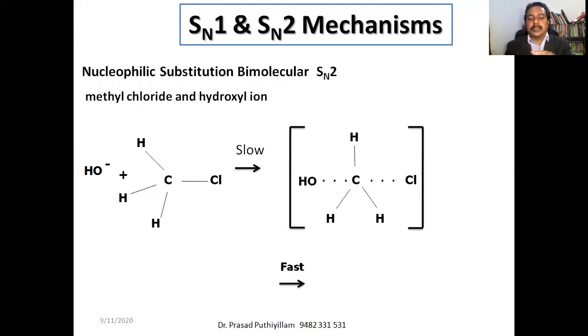Okay, as soon as this transition state is formed, immediately it has to react. It has to remove the chloride ion, because hydroxyl is more electronegative, so it will push the chlorine away, or the carbon atom will be more attracted towards the hydroxyl ion, so chlorine has to go away.